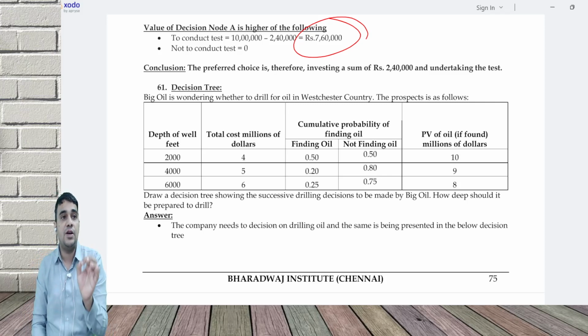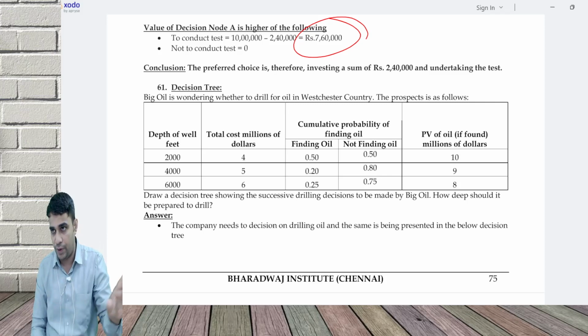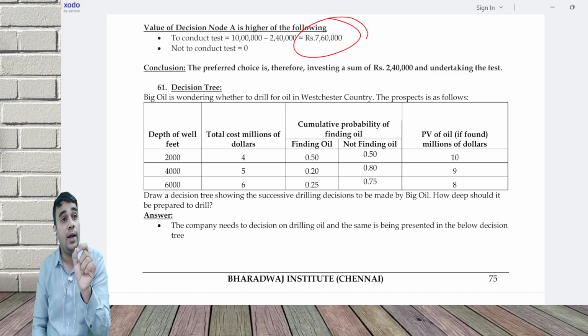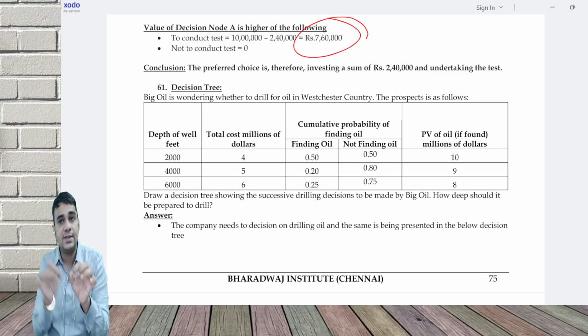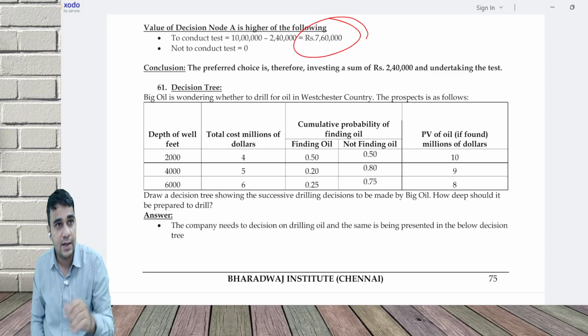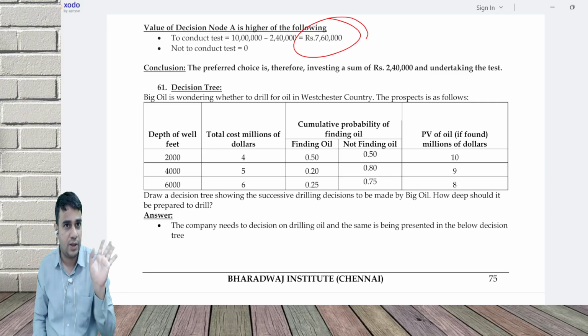So the first thing is whether to drill or not. That's the first question. If you say yes, understand the flow properly. The first decision is whether to drill or not. That is D1. Answer can be yes or no. No means problem over. Yes means drill up to 2000 feet. After drilling, it is a circle. The decision you take, you say yes, it is a circle. You say no, no problem. The problem gets over as you are not drilling.